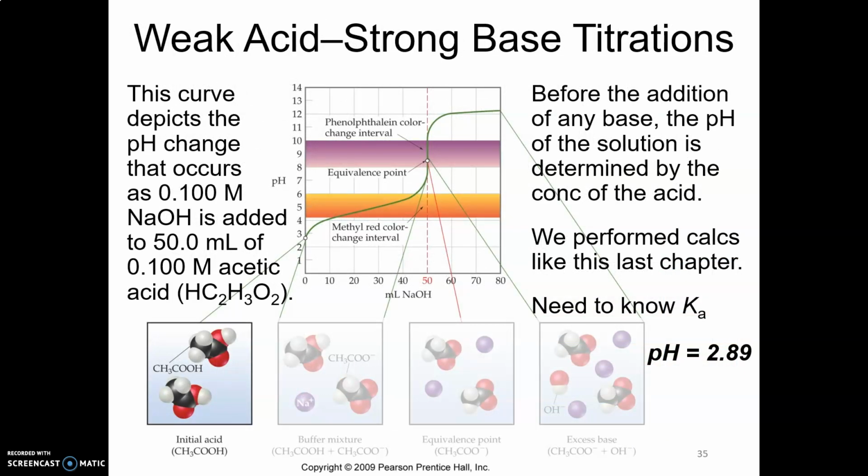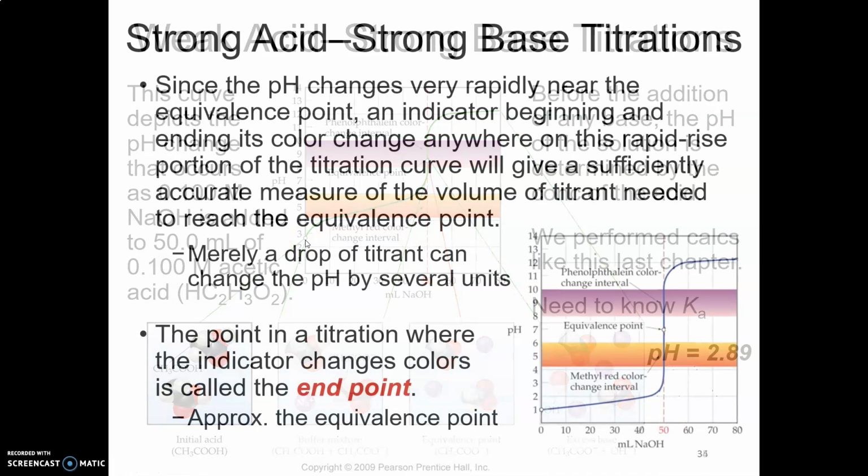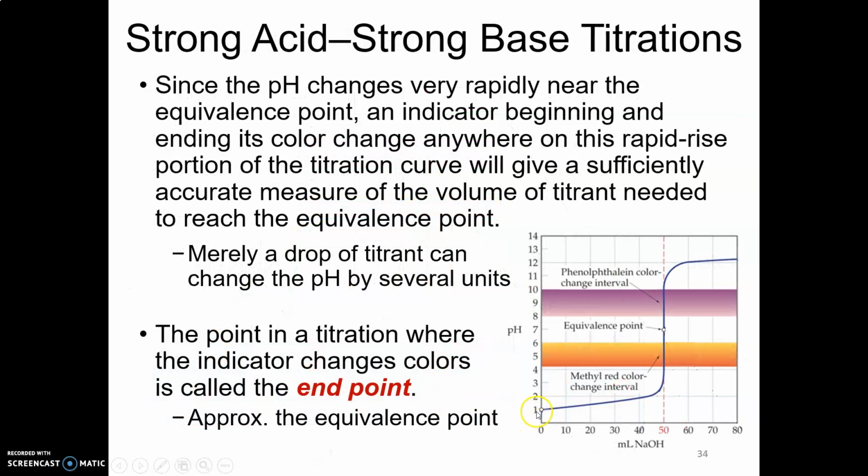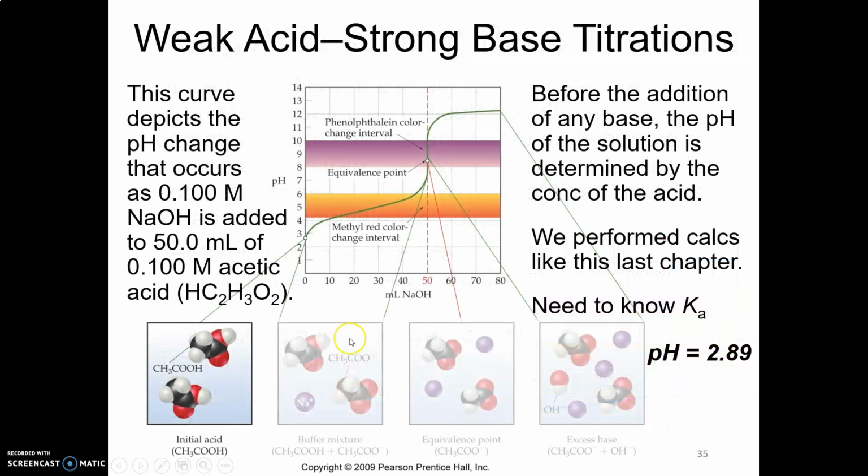All right, so let's look at this. This is a weak acid, strong base titration. Notice we're starting a lot higher in pH than we did last time. So let's go back a slide. Here we started at 1, but now we're starting at almost 3. Well, it's the same amount, but it's a weak acid, right? So higher pH associated with that.